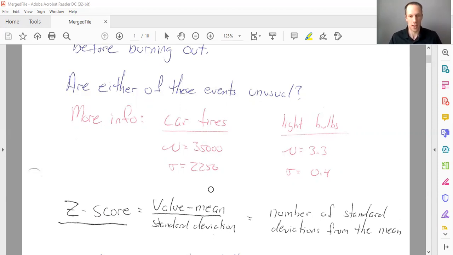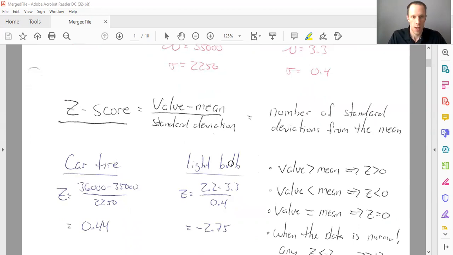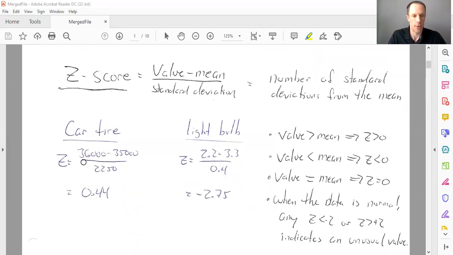It's going to say this data value is so many standard deviations above the mean or so many standard deviations below the mean. So if we do the calculation for the car tire, we could take the 36,000 miles minus the 35,000, which was the mean, divided by the 2,250, and we get 0.44. So this car tire is 0.44 standard deviations above the mean. The light bulb lasted 2.2 hours. If we take 2.2 minus the mean of 3.3 and divide by 0.4, we get negative 2.75. So we could say this light bulb is 2.75 standard deviations below the mean.